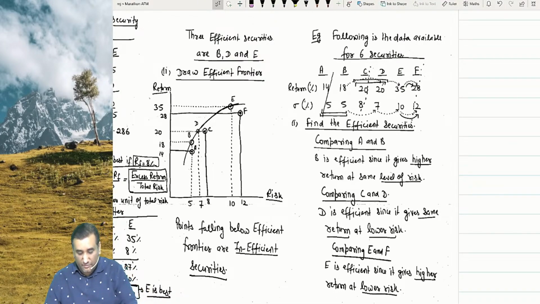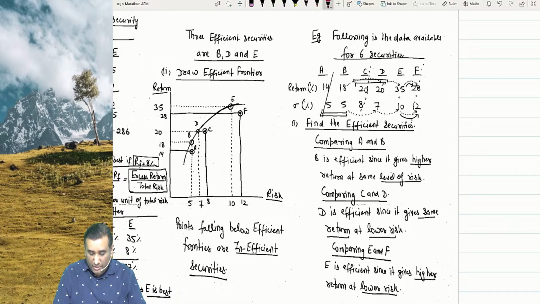Following is the data available for 6 securities A, B, C, D, E, F. Return is given: 14, 18, 20, 20, 35, 28, and standard deviation is given. Risk is given. You cannot directly apply COV. Please remember, you cannot directly apply COV.